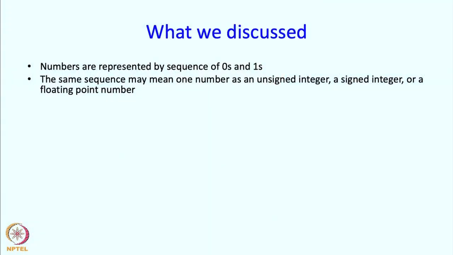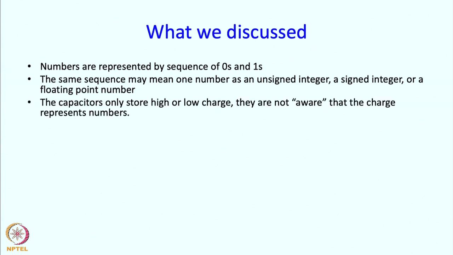Okay, so what have we discussed in this segment? We have discussed that numbers are represented by sequence of zeros and ones. And we have discussed that the same sequence may mean one number as an unsigned integer, a different number as a signed integer, and a third number when interpreted as a floating point number, single or double precision floating point number.